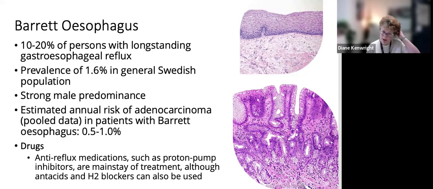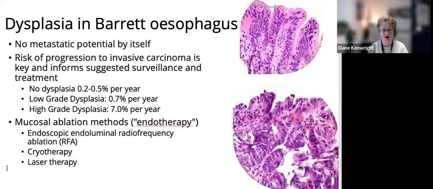So it can be helped and prevented by omeprazole. Antacids can be used, but mainly people use omeprazole. And the fear is that once the intestinal metaplasia in Barrett's esophagus is established, it will then go on to form cancer.